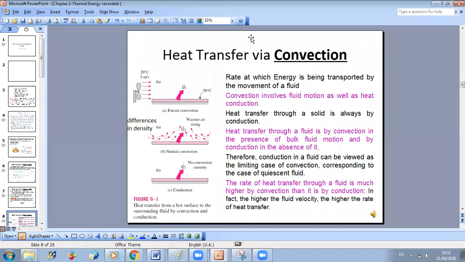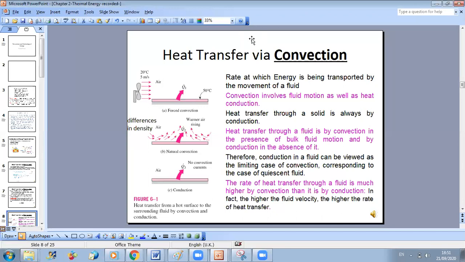So as we said, convection involves fluid motion as well as heat conduction, as is shown in this example. Now, heat transfer through a solid is always by conduction, while heat transfer through a fluid is by convection in the presence of bulk fluid motion and by conduction in absence of it. So if you have quiescent fluid that is not moving, you can have heat transfer through this fluid by conduction. But as we said, conduction in fluid is very poor, okay? It's small because you have particles that are very far from each other.